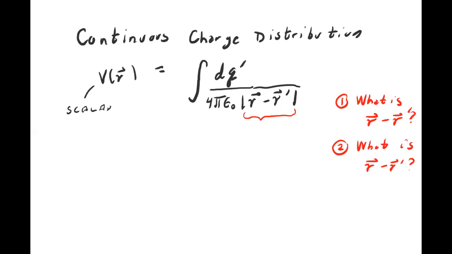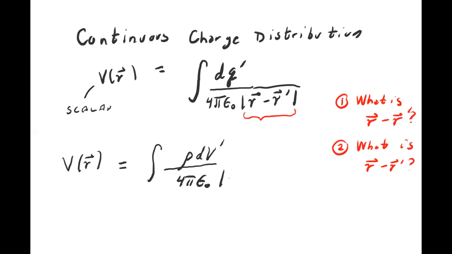So I'm going to go through at least 2 examples of this. I should point out that if you are doing a problem where your charge distribution is 3-dimensional, then dq prime is rho. There's no reason to prime rho. It's just simply a volume charge density divided by 4 pi epsilon naught. And again, my denominator has r minus r prime in it.